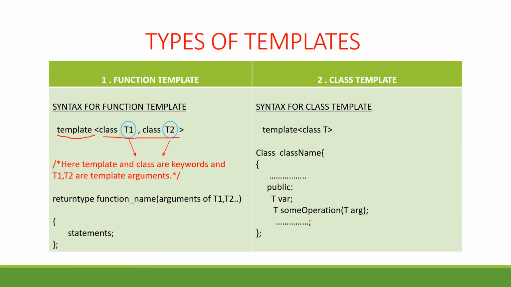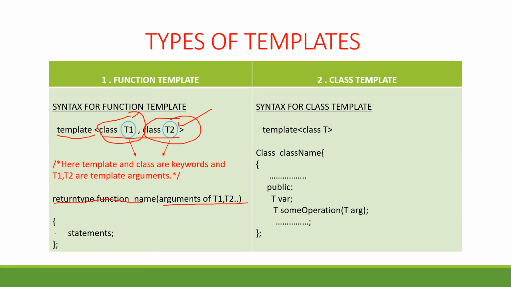Okay, so here template and class are the keywords, and T1 and T2 are the template arguments. Okay, this whole thing is an argument. This is one argument, this is two arguments. So here T1 and T2 are the parameters, and after this you can write the return type, the function name, and the arguments of type T1 and T2.